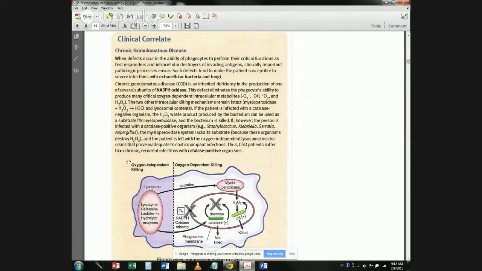So remember that catalase negative organisms will produce H2O2, and catalase positive organisms, though they produce it, will actually end up using up the H2O2. So none is left. Thus, CGD patients suffer from chronic recurrent infections with catalase positive organisms. So remember Staphylococcus, Klebsiella, Serratia, Aspergillus. So these are one gram positive, two gram negatives, and one fungus that will survive on.